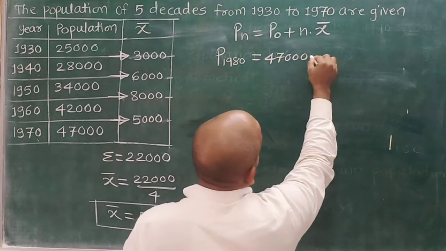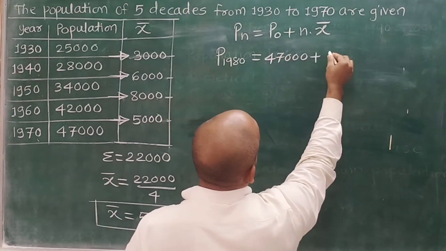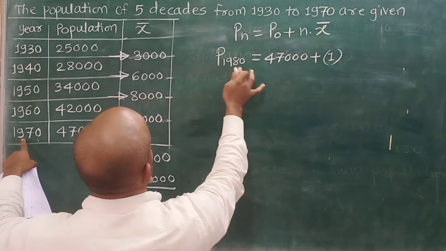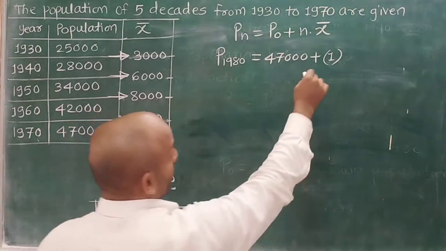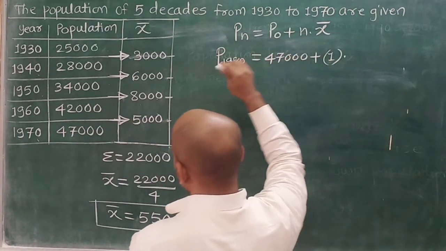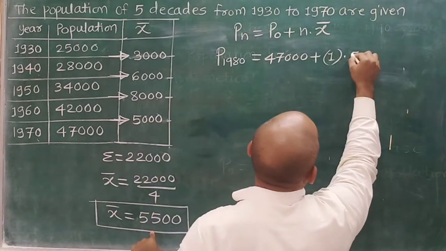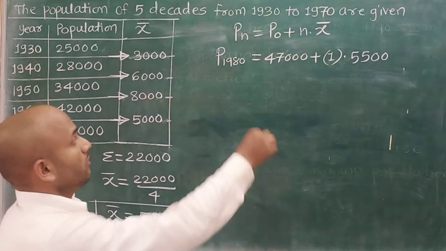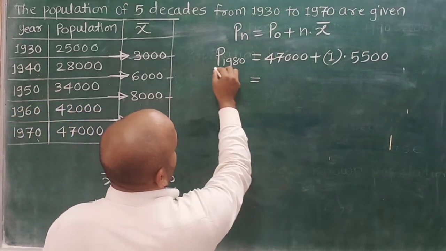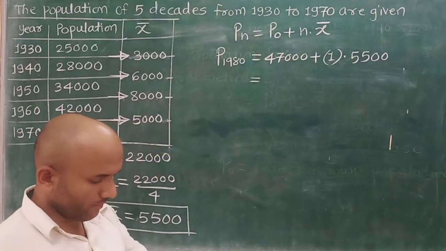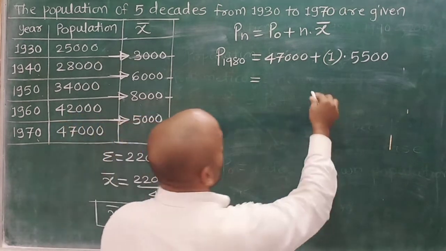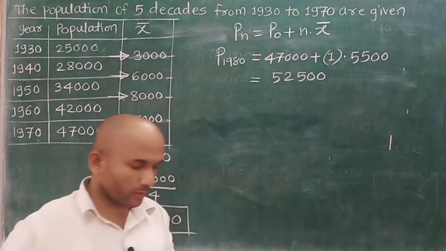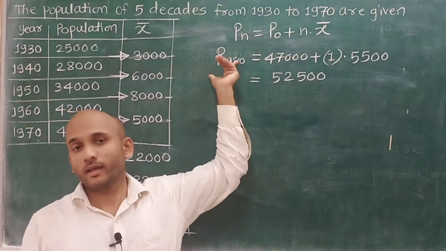Plus n. N is the number of decades. Number of decades is how much? After 1970, only one decade, 1980. So n value will be equal to 1 into x bar. X bar, what we have found out? 5,500. So the population in 1980 will be 52,500. That is the population in 1980.